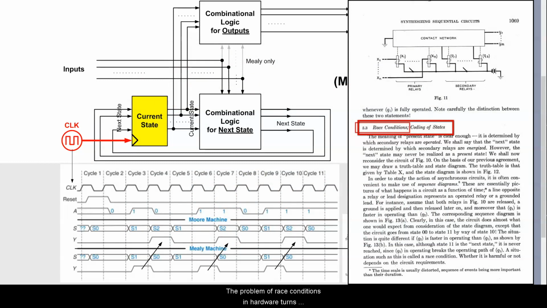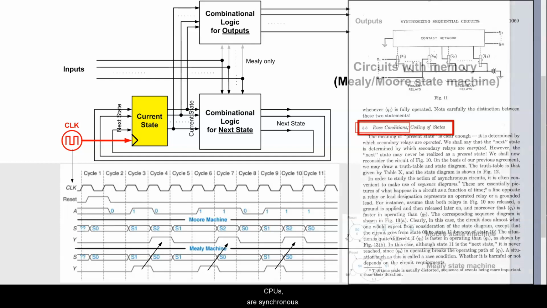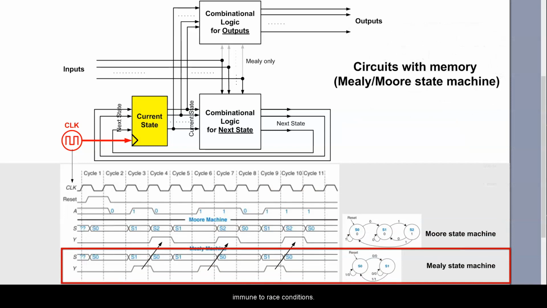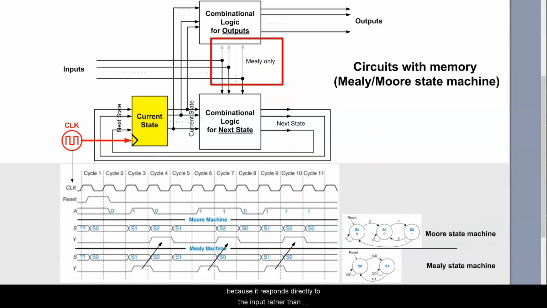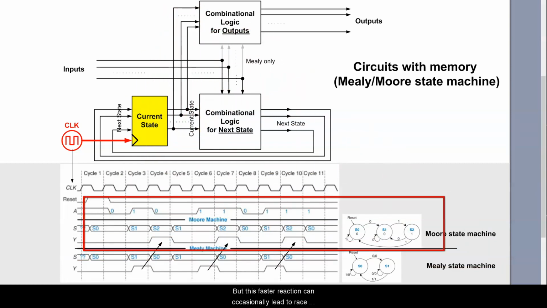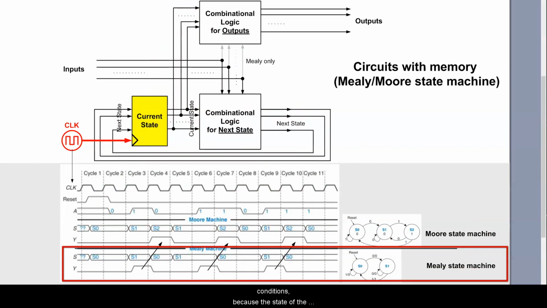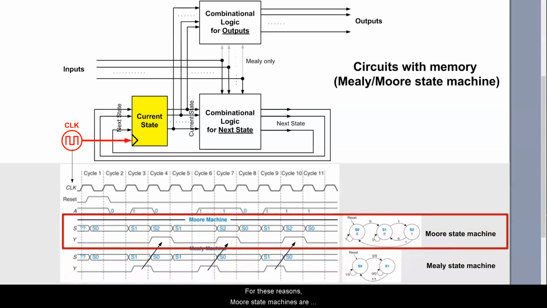The problem of race conditions in hardware turns out to be so intractable that to this day virtually all digital electronics, including all embedded CPUs, are synchronous. But even synchronous circuits are not completely immune to race conditions. For example, as you can see, the Mealy machine's output rises a clock cycle sooner because it responds directly to the input rather than waiting for the state to change. But this faster reaction can occasionally lead to race conditions, because the state of the circuit might change in the same clock cycle as the inputs, so these two changes can race each other. For these reasons, Moore state machines are often preferred, even though they are a bit slower and a bit more complex than the Mealy machines.